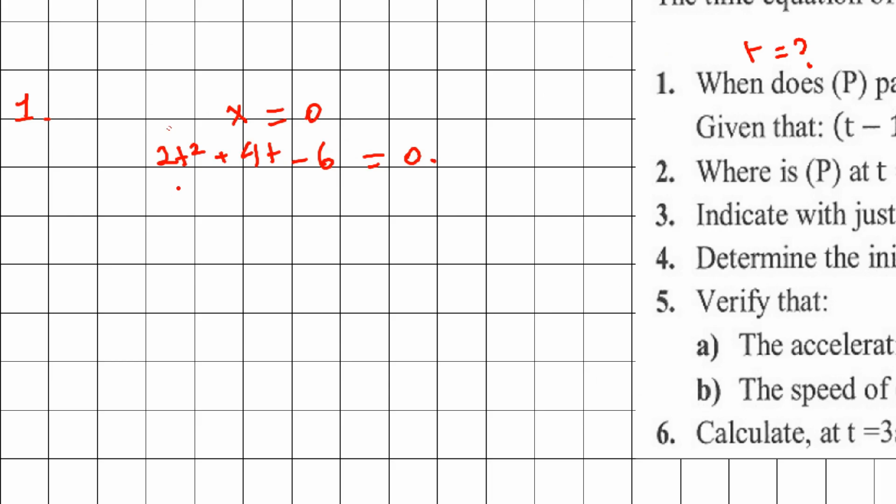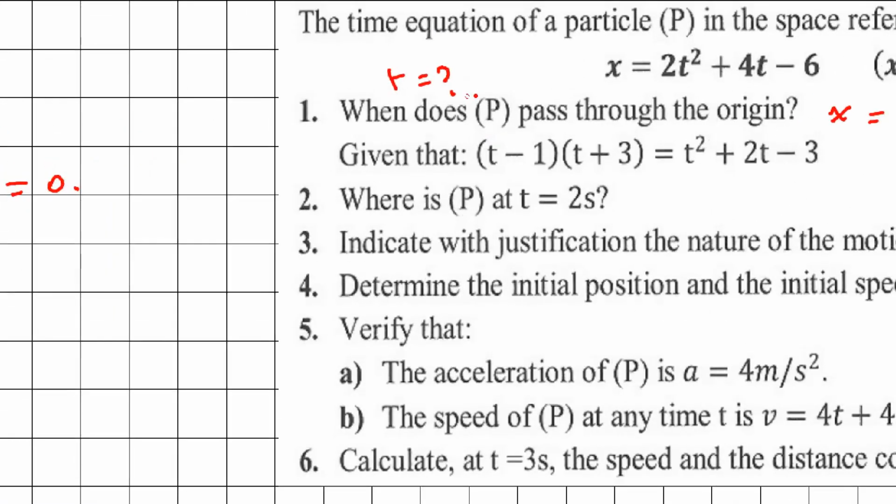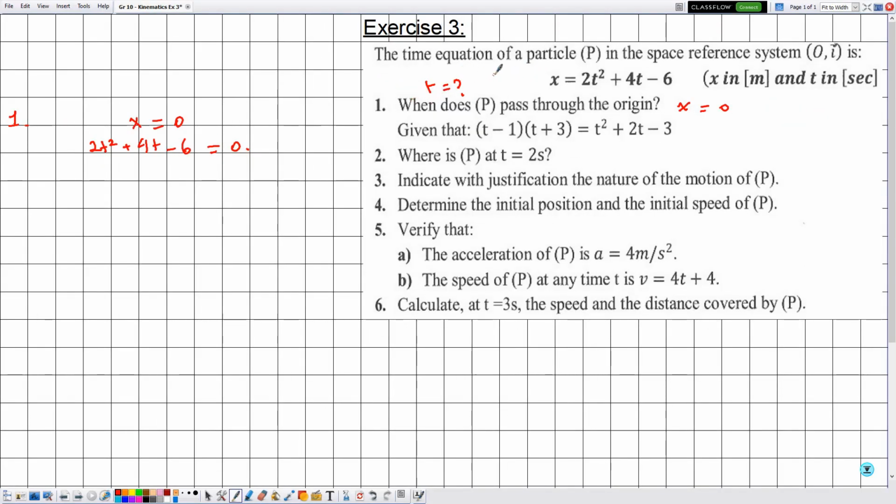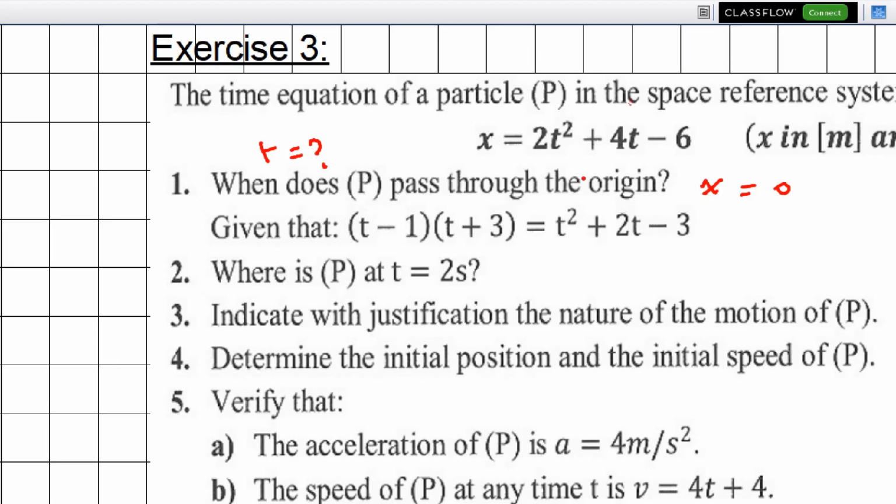we need to solve this equation for t, because they are asking us "when", and "when" refers to time. So we need to solve for t in order to determine when P passes through the origin. Notice that here they are telling us, given that t minus 1 times t plus 3 is equal to t square plus 2t minus 3. So this is the expanded form, and this is the factorized form.